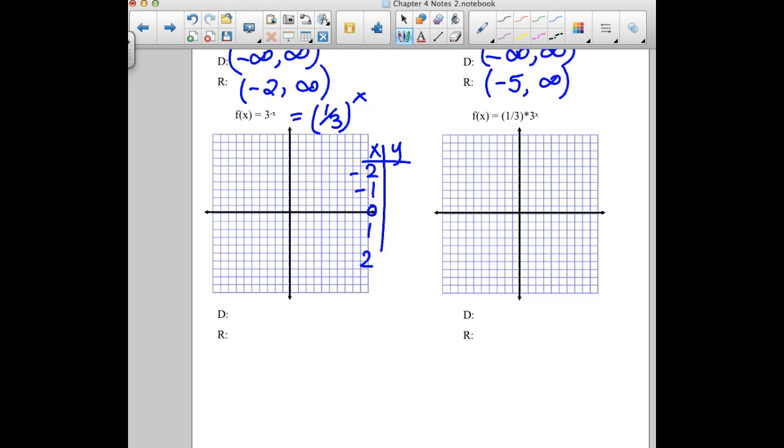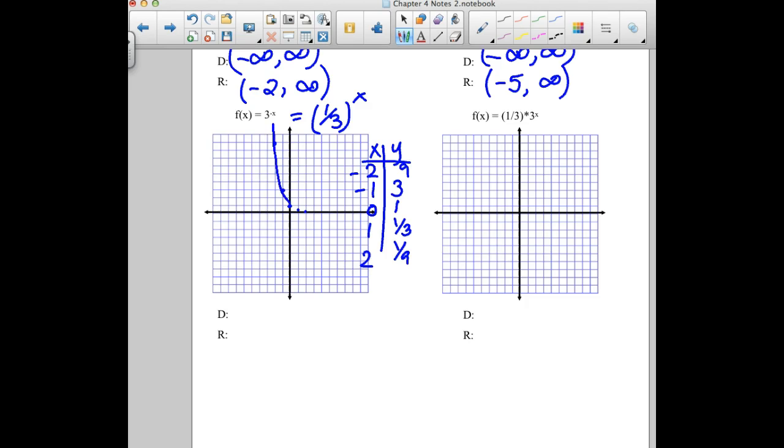All right, so 1/3 squared would be 1/9. 1/3 to the first is 1/3. 1/3 to the 0 is 1. A -1 is going to flip this back over and make it a 3. A -2 is going to flip it and square it, making it a 9. So at -2, we're up here at 9. -1, we're at 3. 0, we're at 1. 1, we're at 1/3. And 2, we're at 1/9.